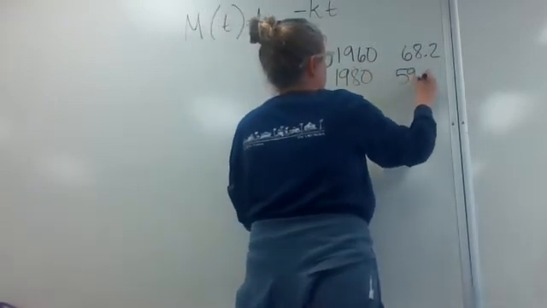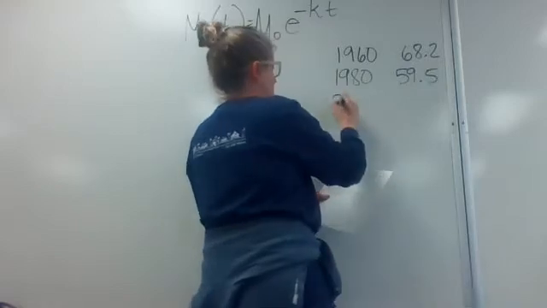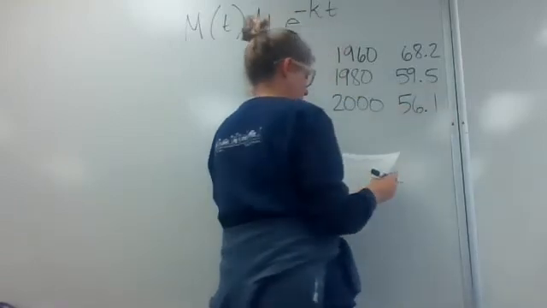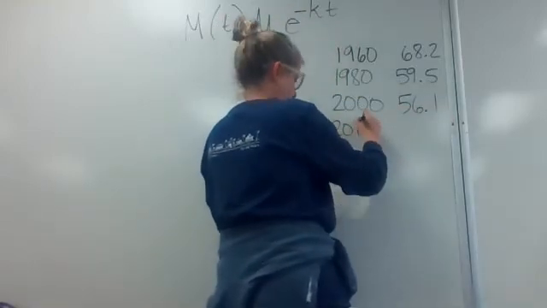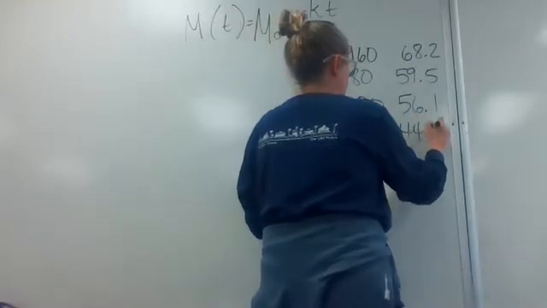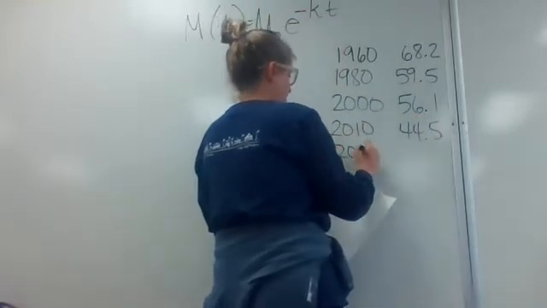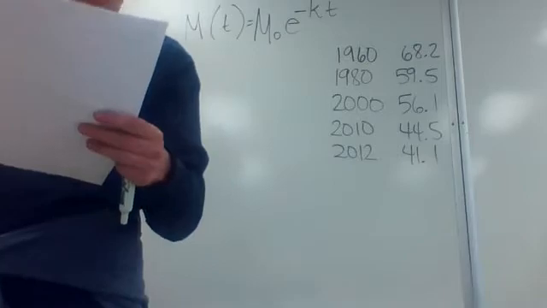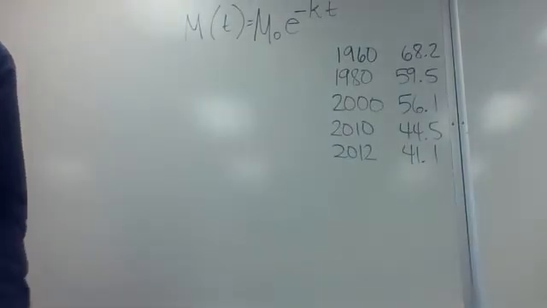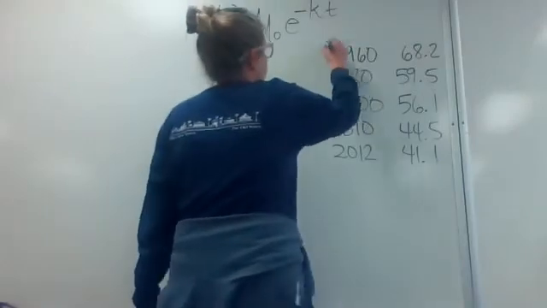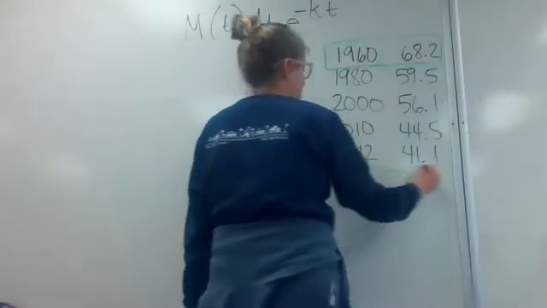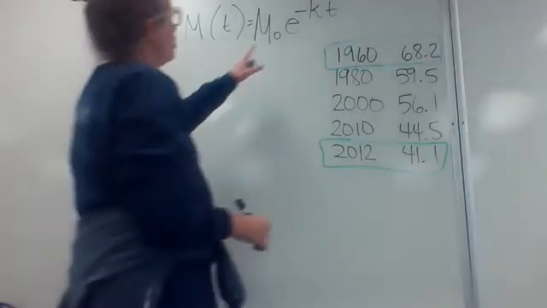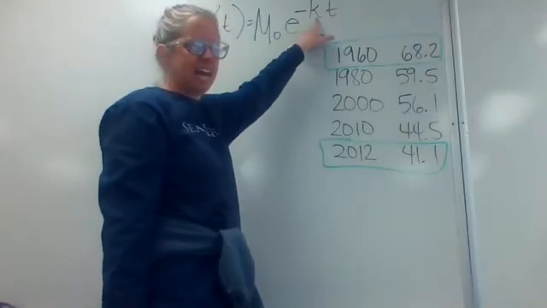1980, 59.5, 2000, 56.1, 2010, 44.5, and 2012, 41.1. So it says to use the data for 1960 and 2012 to find the value of K. So there's 1960, there's 2012. So let's fill out this formula all that we can so that we can find this K.